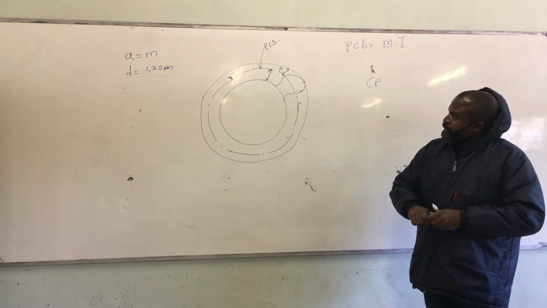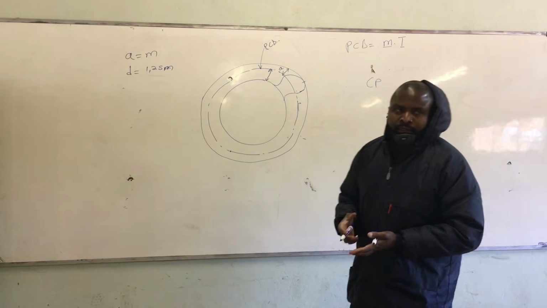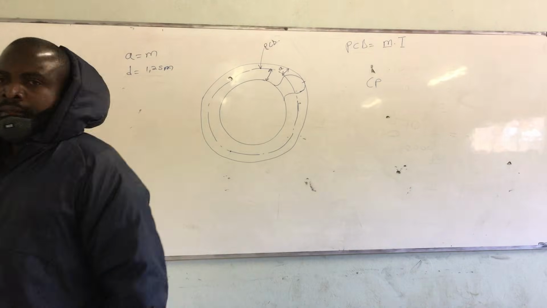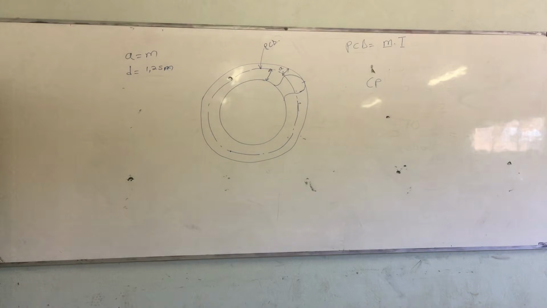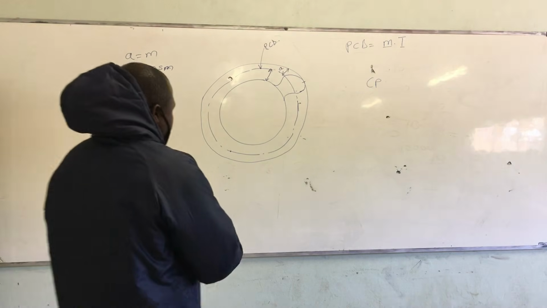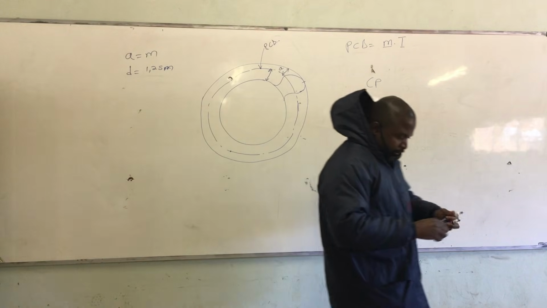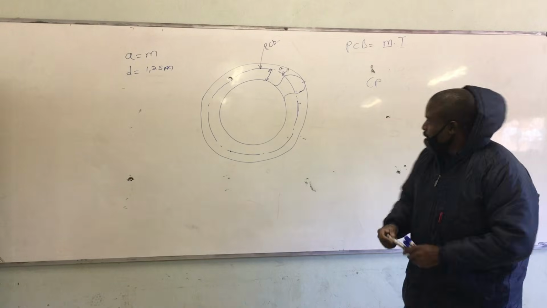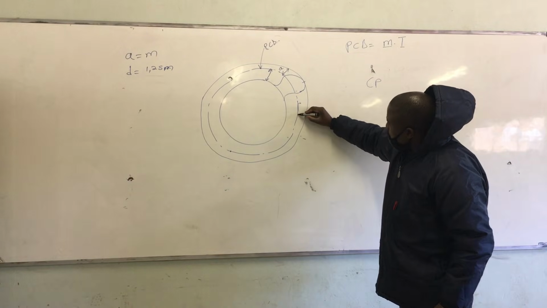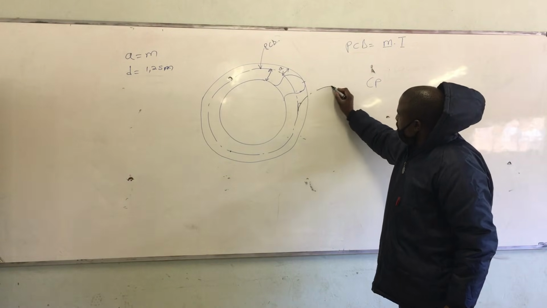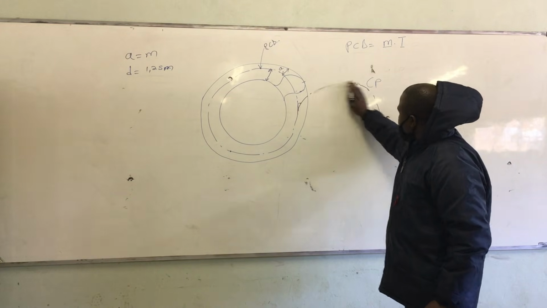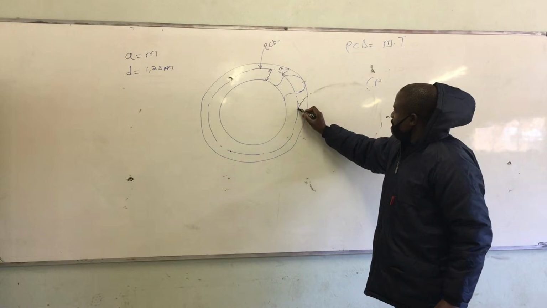So, gears, they need to match with the other gear. For them to mesh, the PCD of the one gear must be in line, or in contact, with the PCD of the other gear.